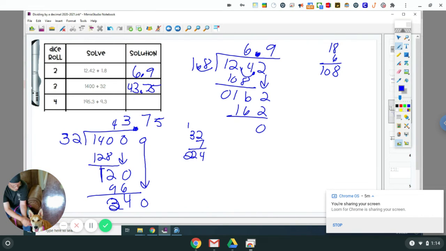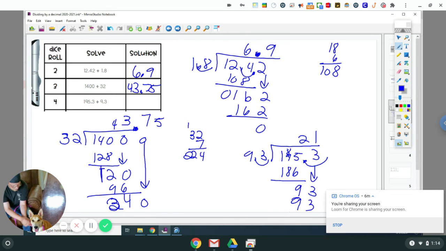All right, one more. So then we're going to divide 9.3 into 195.3. So move your decimal, move your decimal. So 93 goes into 195 2 times, which is 186. So that's 9 left over, and the 3 comes down. So that goes in there 1 time. So the answer is 21.